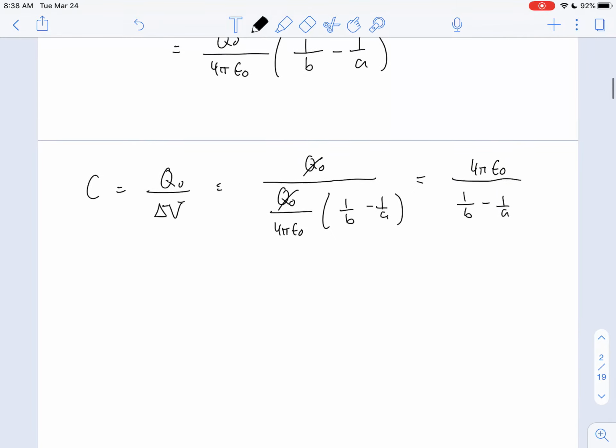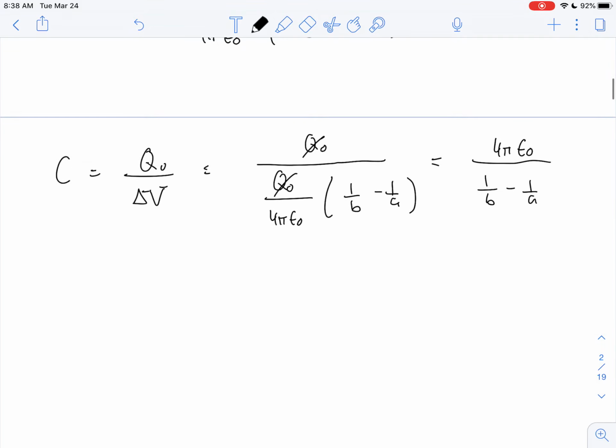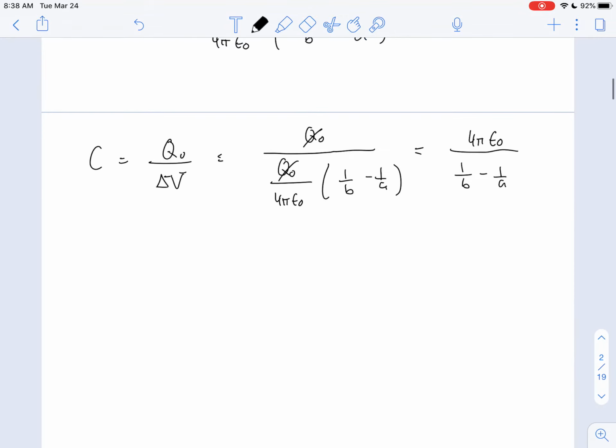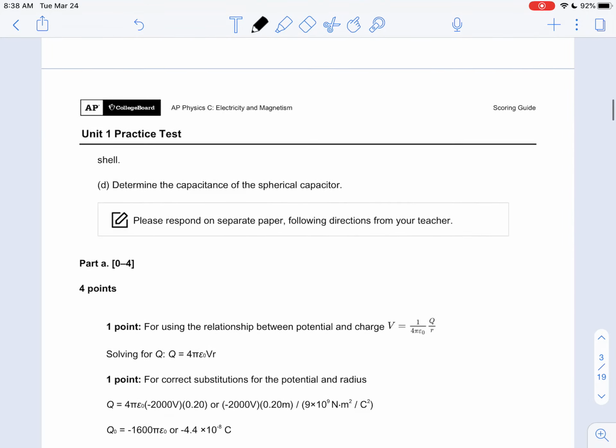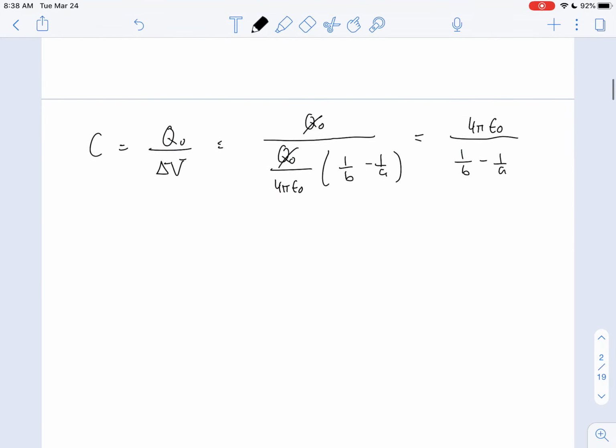Okay, there is an alternate solution where they simplify this even more, but I don't like to do that just because if you simplify on the AP test and you make a mistake, then you might not get that point for your final answer. So I would just leave my answer like this. And I think that was the last part. Yep.